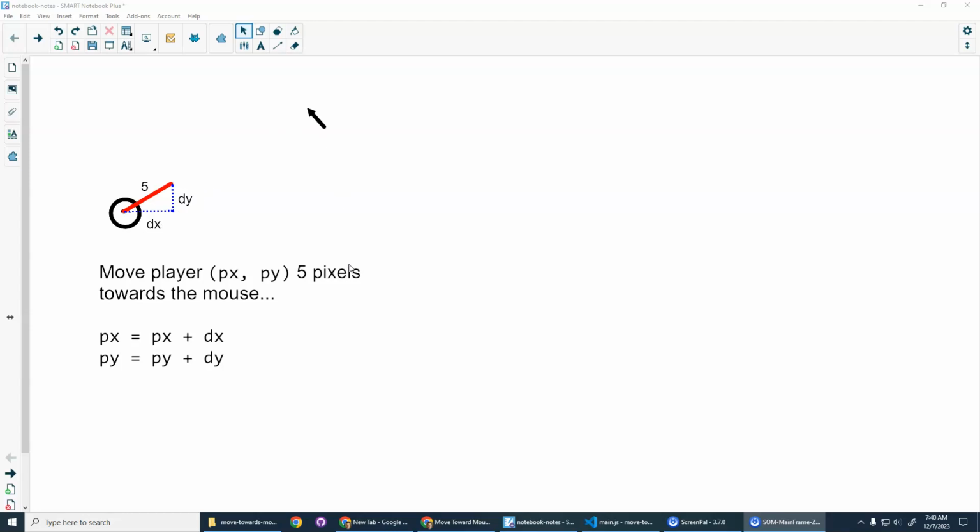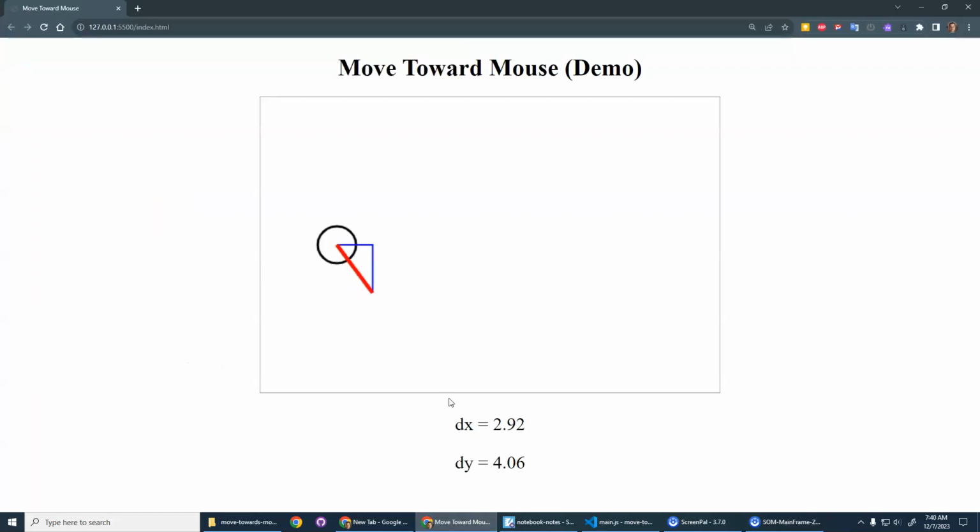And I made a little program that should help us see that. So imagine this red line is our 5 pixels, and the horizontal blue line is our dx, and the vertical blue line is our dy. And you'll see here, if the mouse is over here, my dx is approximately 4, and my dy will be negative 2.7. But as I move the mouse, now my dx gets smaller, and my dy gets larger. If I move the mouse here, my dx gets larger and my dy gets smaller.